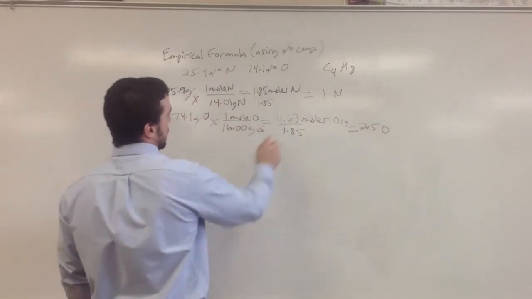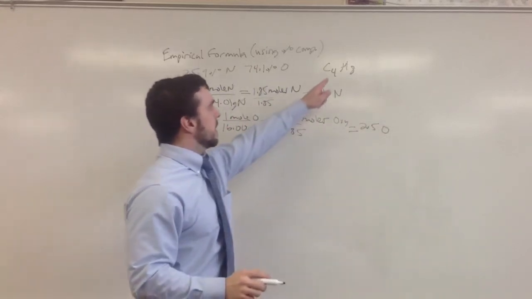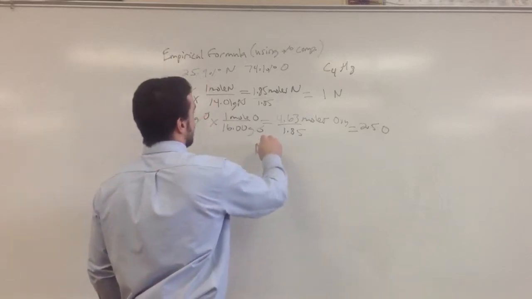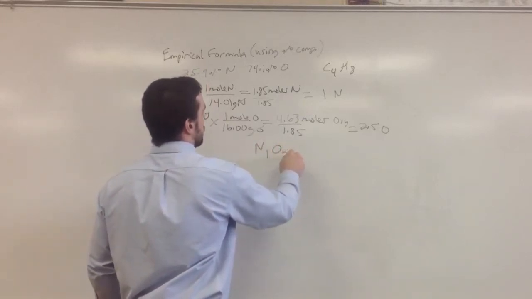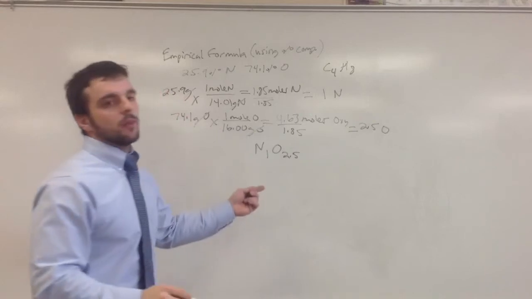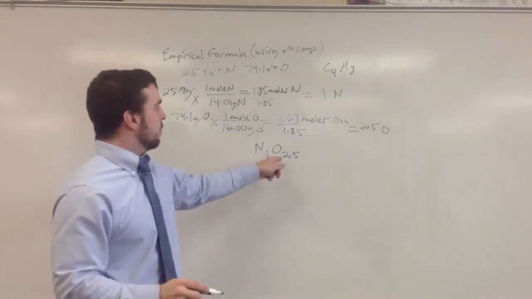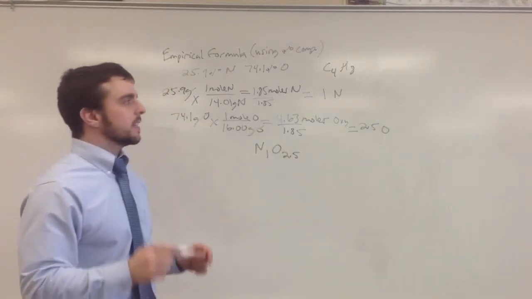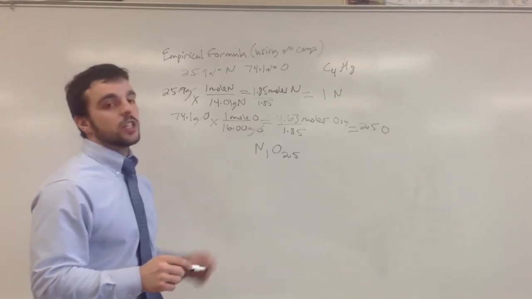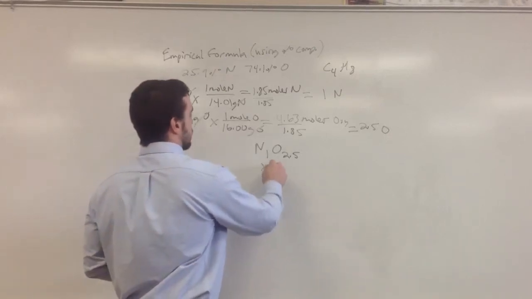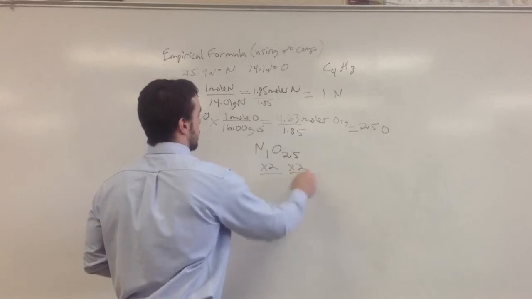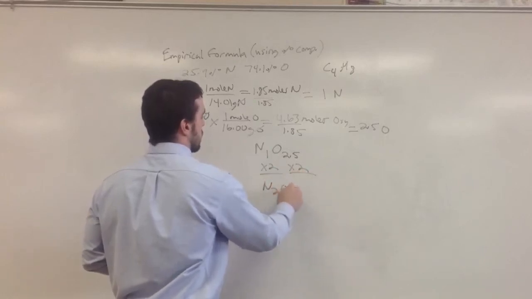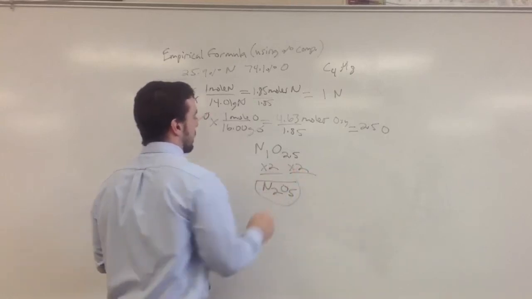So now, this is the actual formula right now that we have. We have N1 to O2.5. But in a formula, we need whole numbers. So we have to figure out what to multiply each of these by to get the smallest whole number we can get on each of them. So we multiply by 2 each of them. You come up with N2O5. And that's your answer.